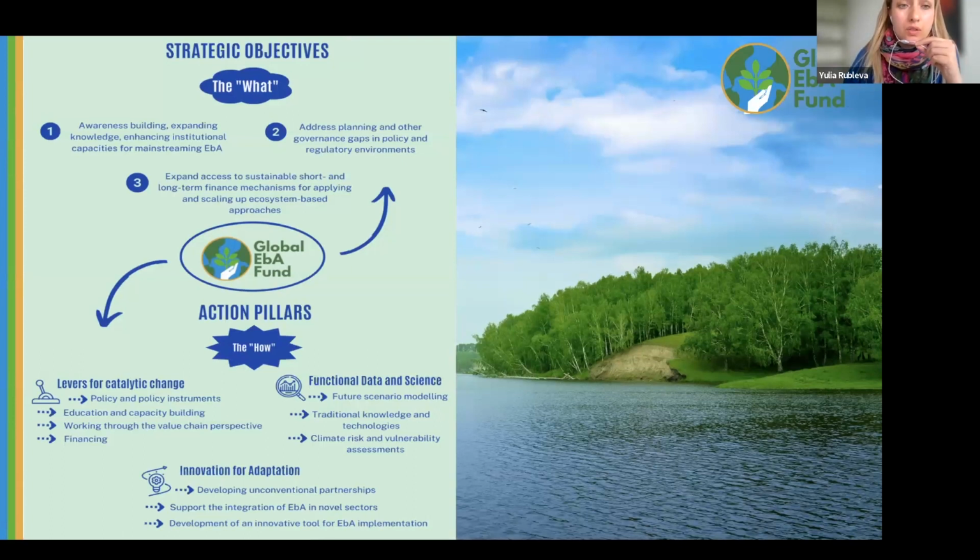So first, starting with the strategic objectives, the what of the fund. As you can see on the screen, there are 3. The first one, strategic objective 1, focuses on building awareness and understanding of the critical role of natural assets in underpinning resilience. It focuses on expanding the knowledge and evidence base to help make the case for working with people and nature. And it also aims to enhance institutional capacities for mainstreaming EBA in national plans and policy frameworks. Strategic objective 2 focuses on addressing planning and other governance gaps in policy and regulatory environments to increase the attractiveness and feasibility of using and upscaling ecosystem-based approaches for climate change adaptation.